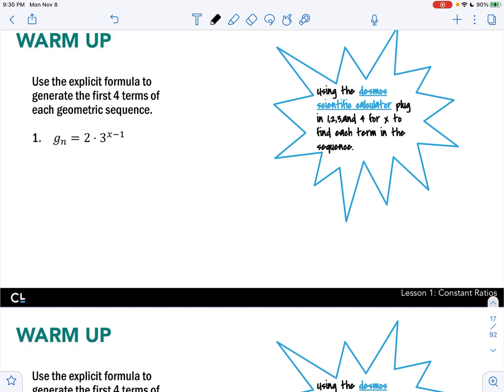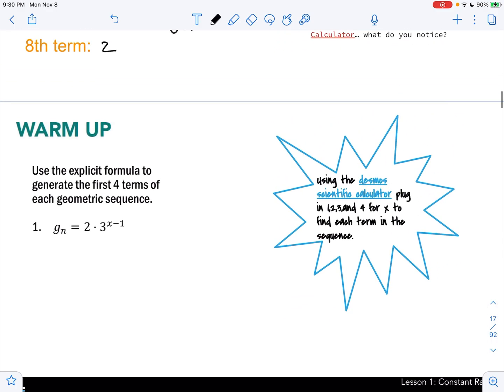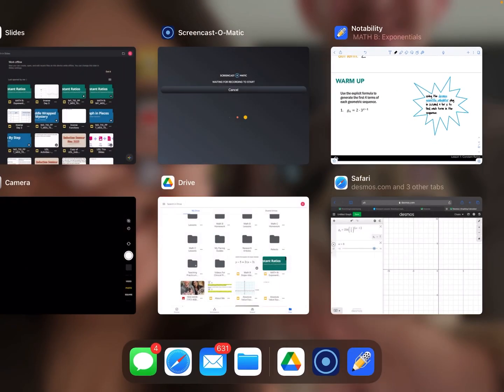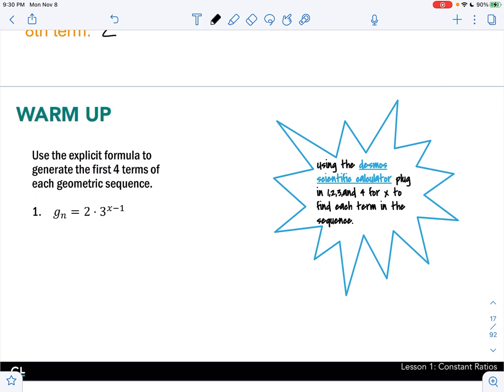Now, if they wanted to generate the first 4 terms of this sequence, we could still use the scientific calculator to do that too. So, I'll do one of these. I won't do all of them. But to generate, this is how you do it. So, g of n equals 2 times 3 to the x minus 1. It shouldn't be x minus 1, guys, because there's an n right here. This should be an n minus 1.